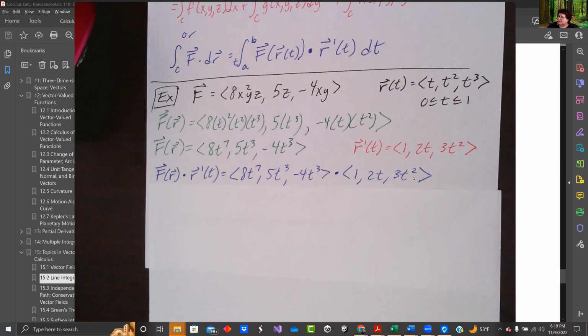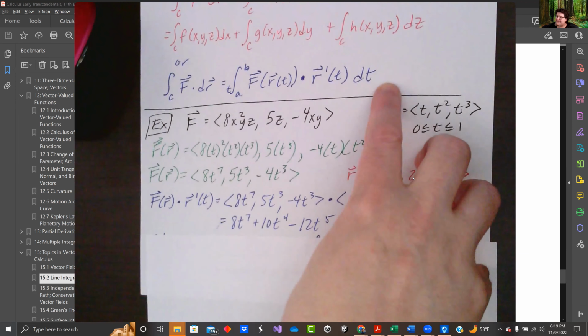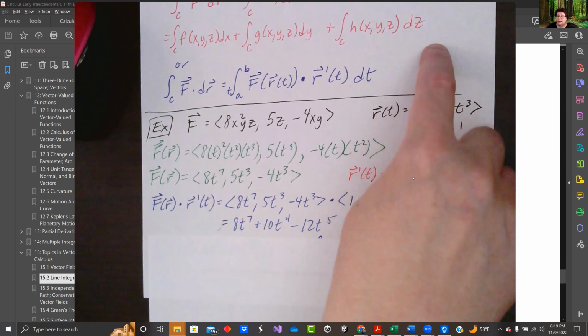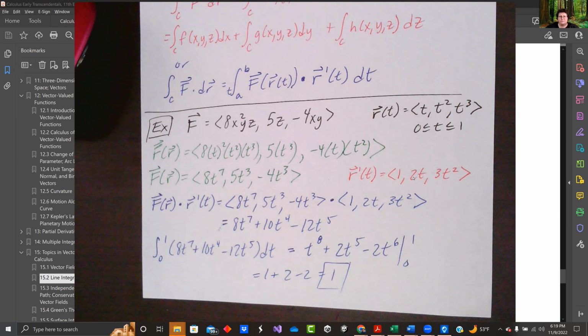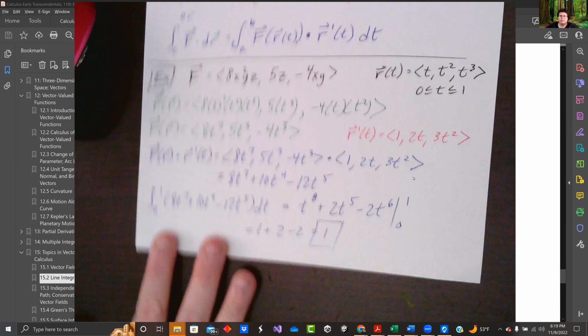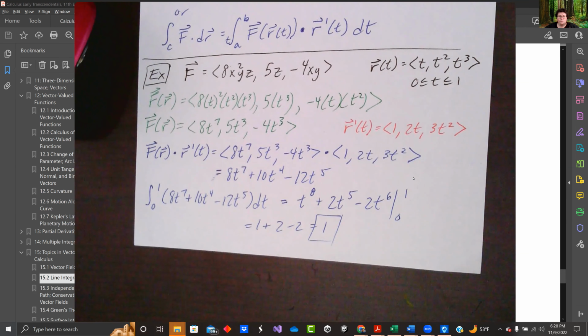I showed the dot product separately. We get 8t to the 7th plus 10t to the 4th minus 12t to the 5th. They each have a dt with them now, rather than having the dx, the dy, the dz. So they can all go in one integral. We integrate that from t equals 0 to 1, and we get the value 1. So this is easier to do than doing the integral with dx, and then dy, and then dz.